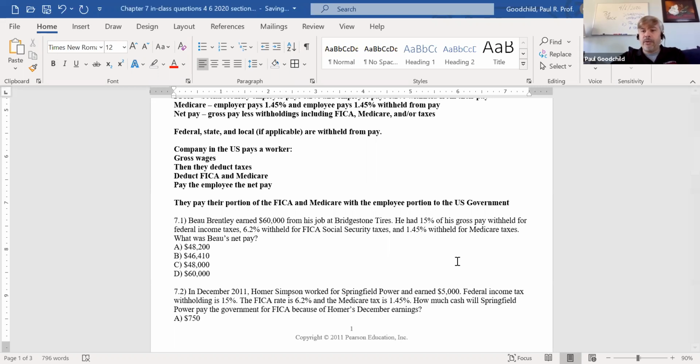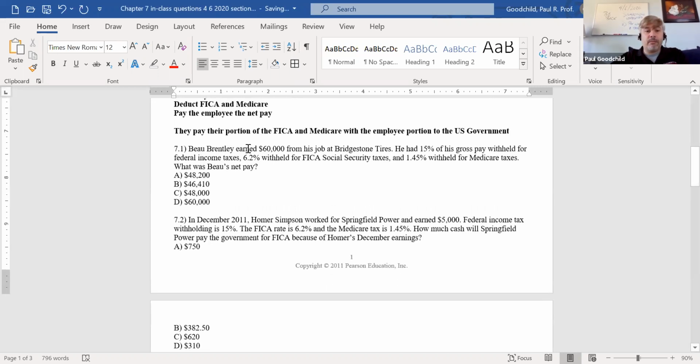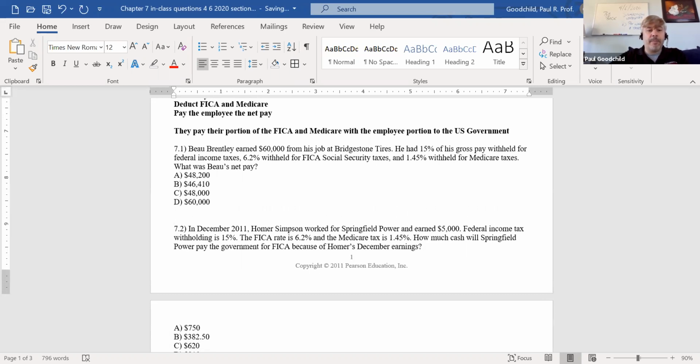We have the example with Bo Brentley, number one. It says he earned $60,000 from his job at Bridgestone Tires. And so this would be like $15 an hour, just over the full year working a ton of hours. So we've got 60,000, and this is the gross pay.